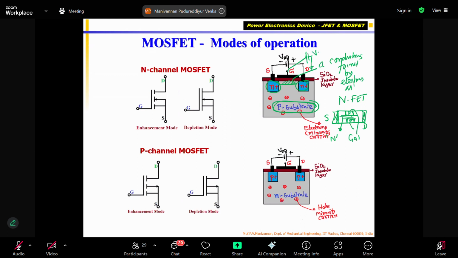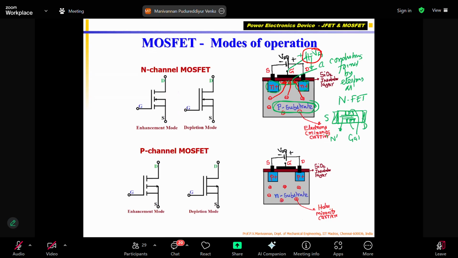Okay, so VGS, plus and minus. If I apply a positive voltage to the gate terminal, it will attract these electrons. The minority carriers, these electrons, will be attracted here, and they come and form a layer. That is called the conducting layer. Correct? That is the conducting layer if I give a gate voltage.